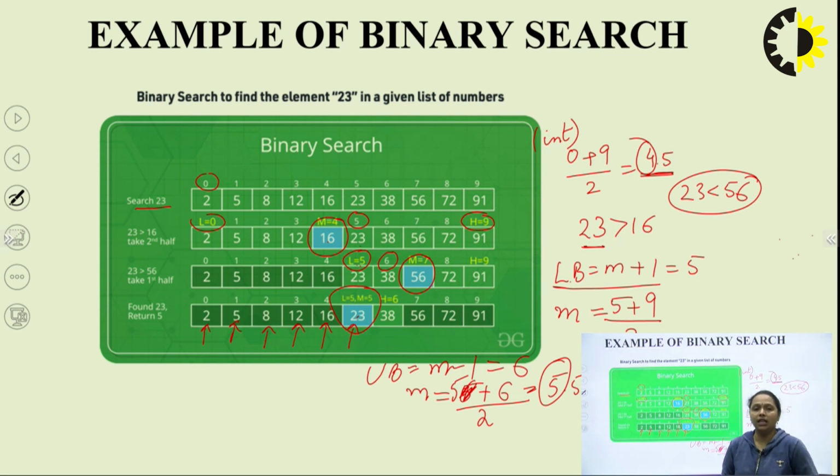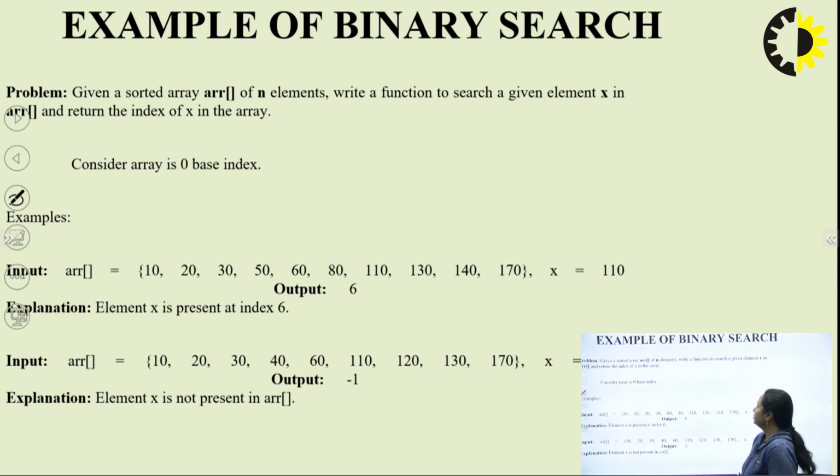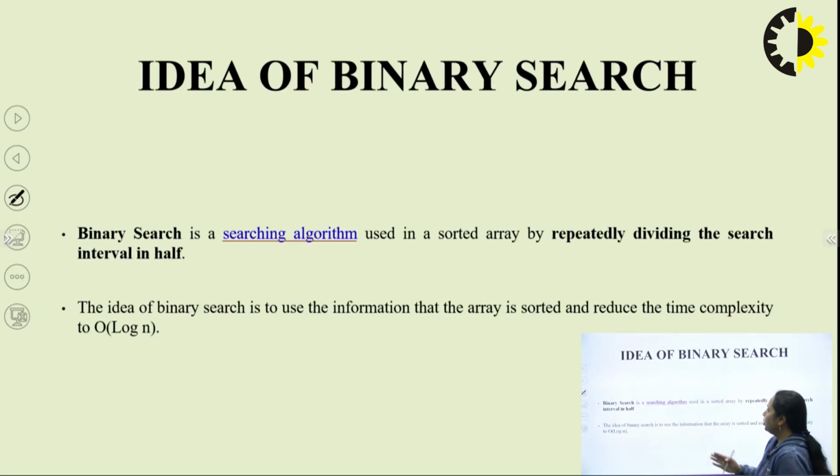But in case of linear search, there is no condition that data must be sorted. We can take data in any order, in any random order. So the only constraint with binary search is that the data must be in sorted order. So binary search is a searching algorithm used in sorted array by repeatedly dividing the search interval in halves. So this is the main logic or main idea behind the binary search.